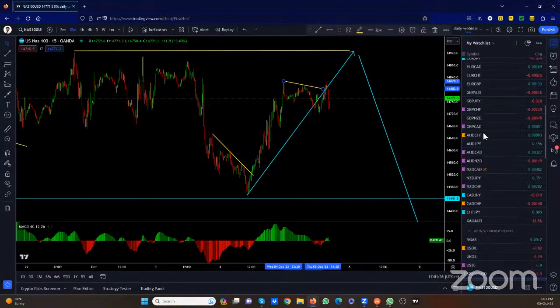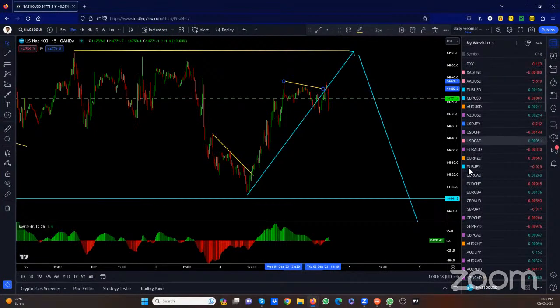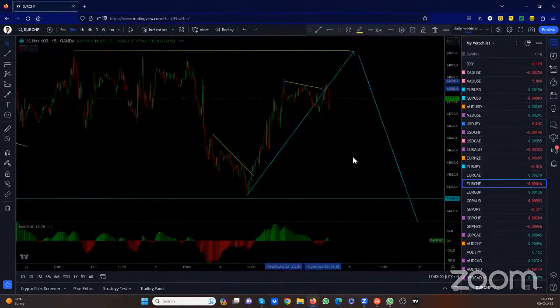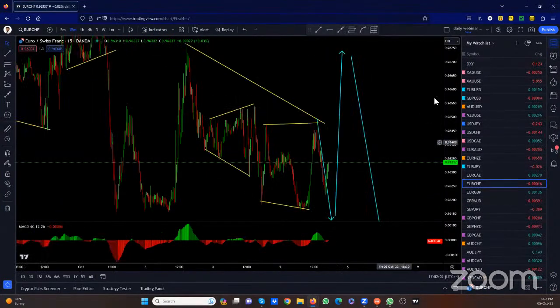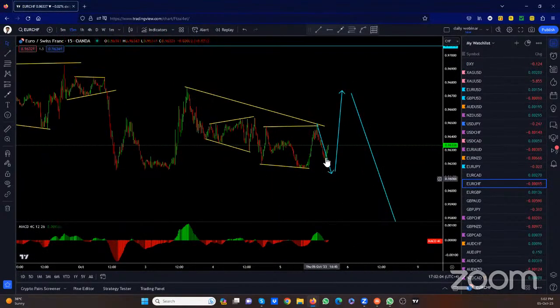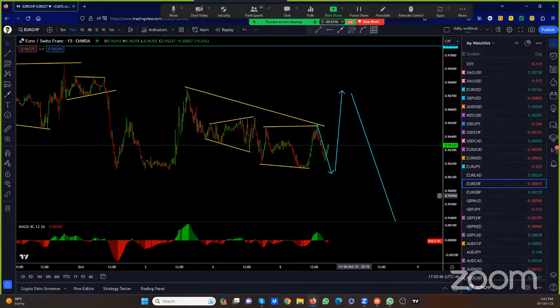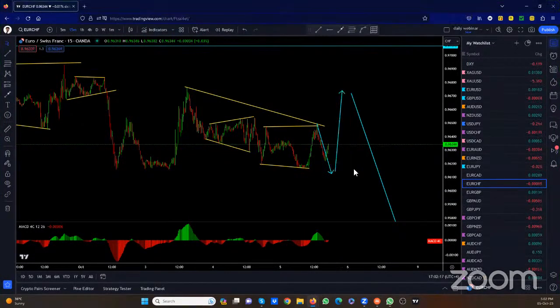Euro Swiss. Let's go to Euro Swiss. This will drop a little more, right? You want this one to drop a little more here, and then you can look for this trade up. You want it to break this low, and then go look for that trade up. Right, so the pullback itself is irrelevant. They always pull back.